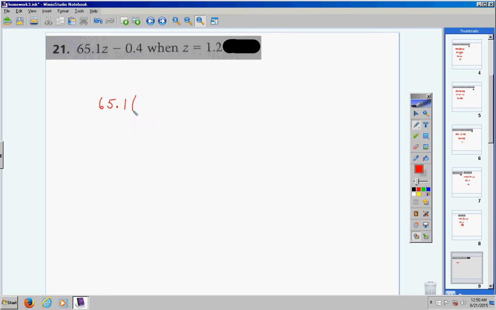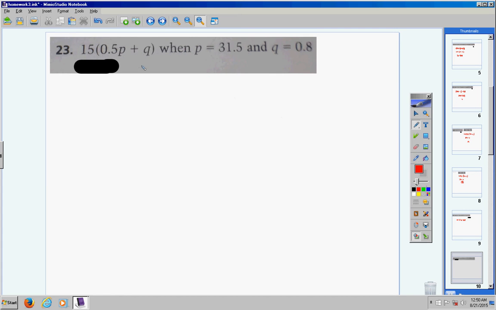65.1 times 1.2 minus 0.4. Now, we are allowed to use a calculator, so with your calculator, type in 65.1 times 1.2, enter, and then minus 0.4, enter. And if you type that in correctly, you will get that answer right there. Okay. Alright, number 23.